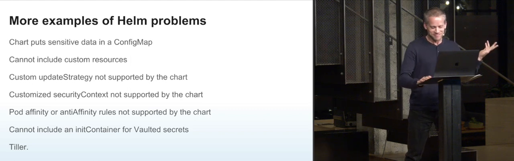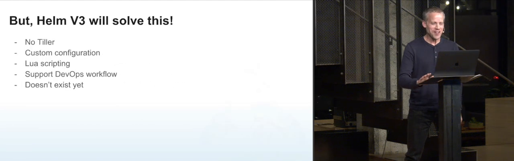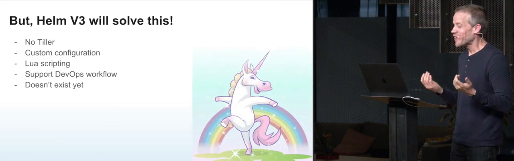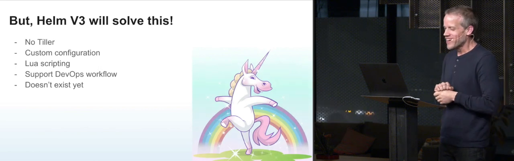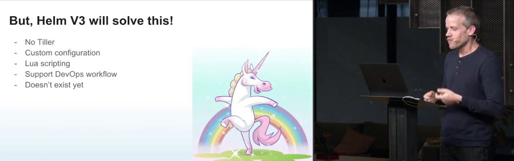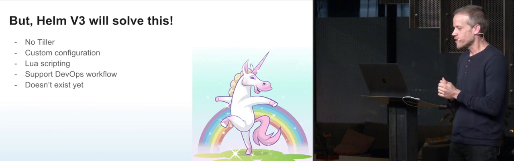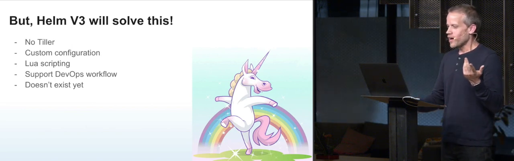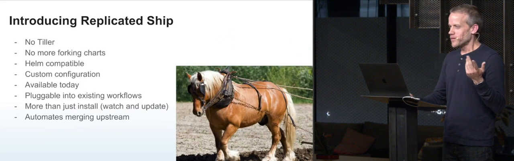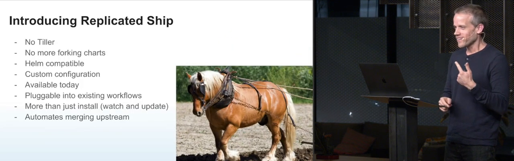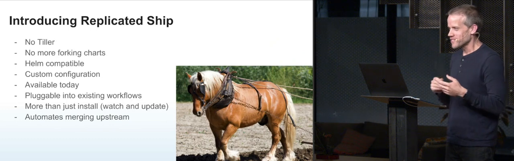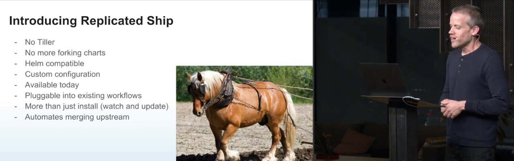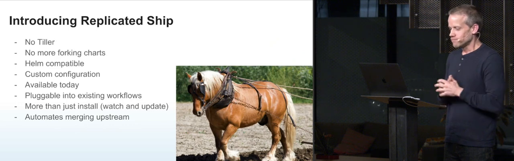Tiller, that's just got thrown in here. So Helm v3 is coming, and it's supposed to solve a lot of this. It removes Tiller, supports custom config and Lua scripting. Like they say, it's going to support a DevOps workflow. Thing is, it doesn't actually exist yet. But Ship does today, and it doesn't have Tiller, and you don't have to fork charts, and it's compatible with Helm, custom config. It plugs into existing workflows and automates merging upstream.